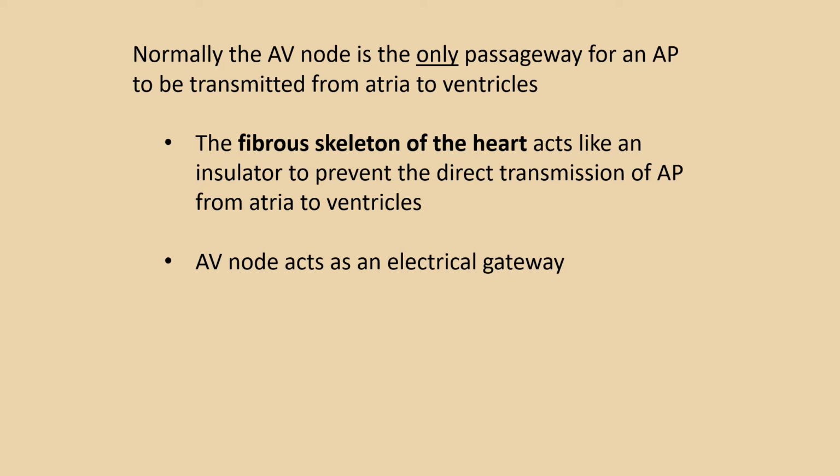And the reason for this is the heart contains a layer of insulation. It's made up of fibrous connective tissue, and fibrous connective tissue is not electrically excitable. The wave of depolarization that occurs in the atria does not affect the cells that make up the fibrous skeleton of the heart. And so the fibrous skeleton of the heart is a barrier, an electrical barrier. It's an insulator between the atria and the ventricle.